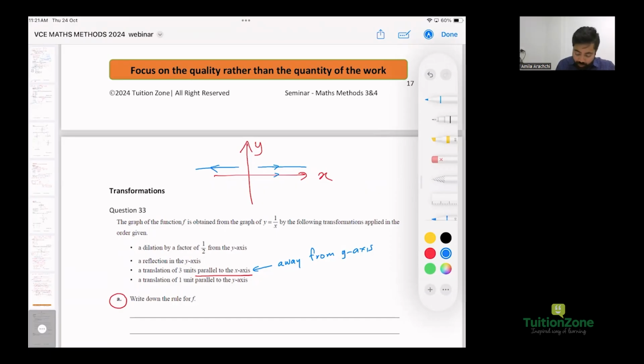Translation of 3 units parallel to the x-axis. Yes, you're right. In this case, if you say 3 units, that's going to be positive, unless they say negative 3. Does it make sense? Yeah. But the concept works for dilations as well as translations. Especially, there are certain questions in dilation that are confusing. We think maybe they're asking x-axis, but literally they're asking the y-axis.